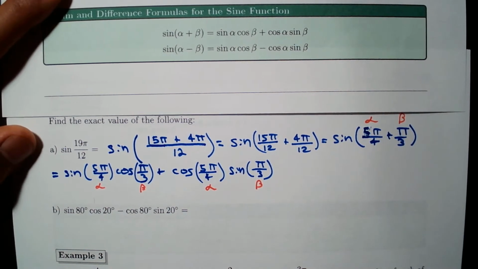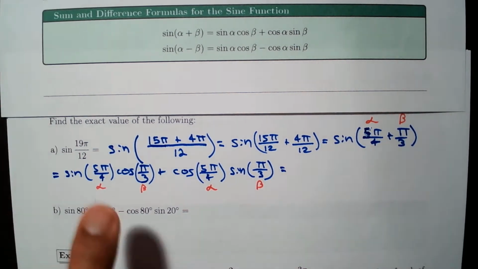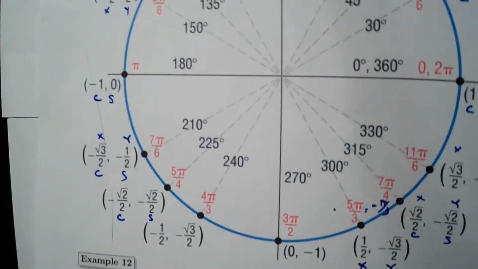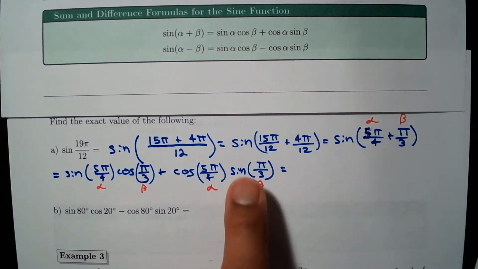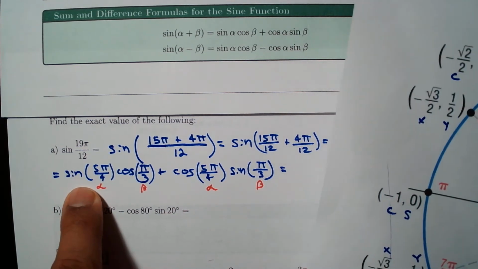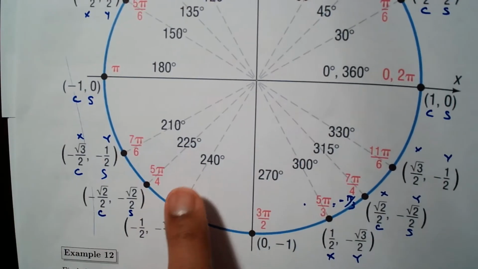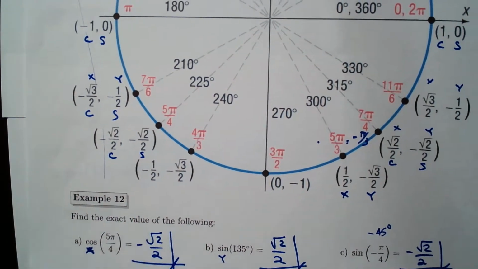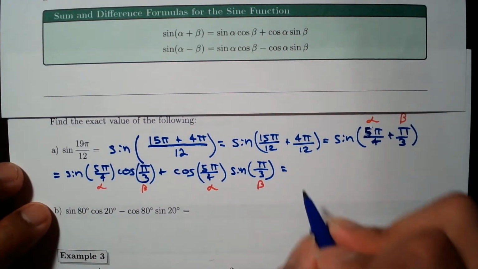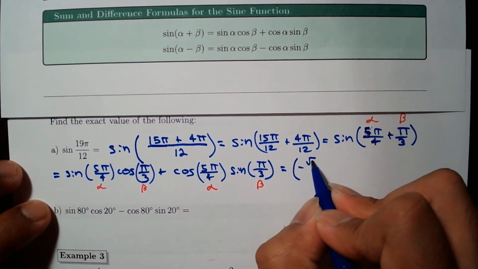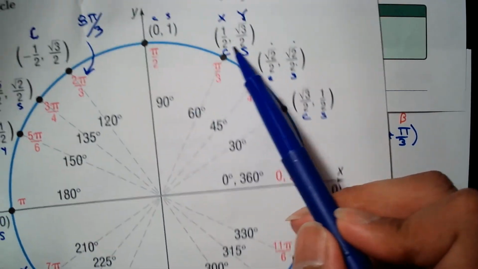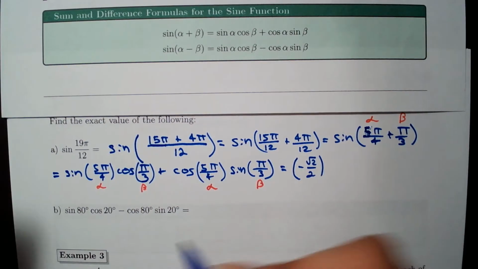All right, so all we need to do is simplify this using the unit circle. Let's get those values. 5 pi over 4, where's 5 pi over 4? So we're going to do sine of 5 pi over 4. Sine is negative root of 2 over 2, times cosine of pi over 3. Cosine of pi over 3, that's 1/2.